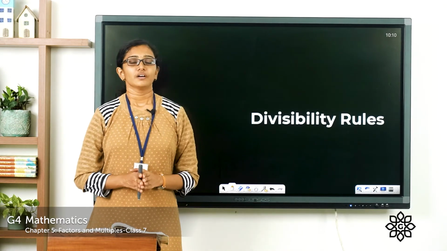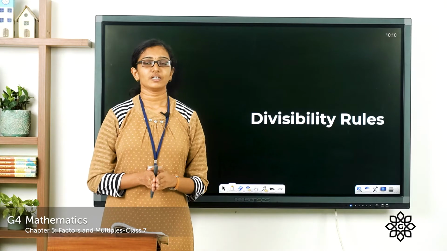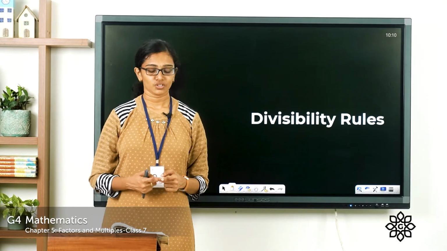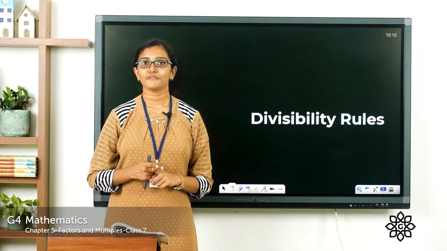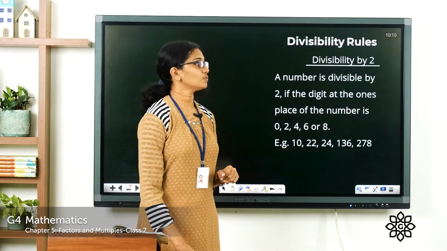Now, we have some rules called divisibility rules to check if a given number is divisible by another number. So, let's see those rules. You have to learn the divisibility rules for 2, 5 and 10 this year. So, let's see the divisibility rule for 2 first.